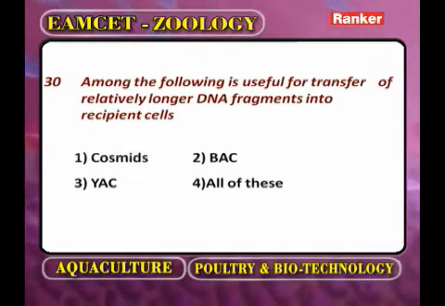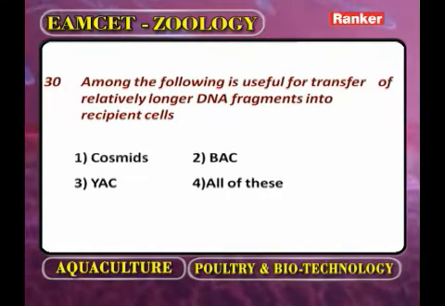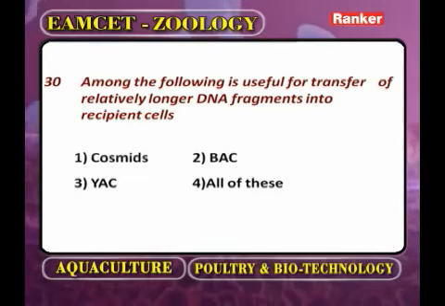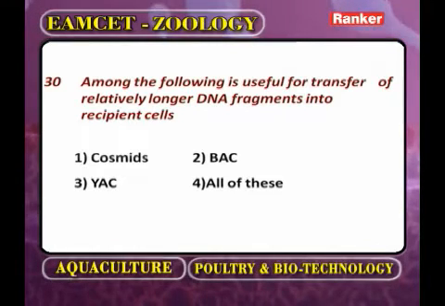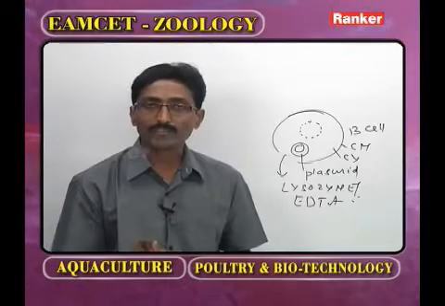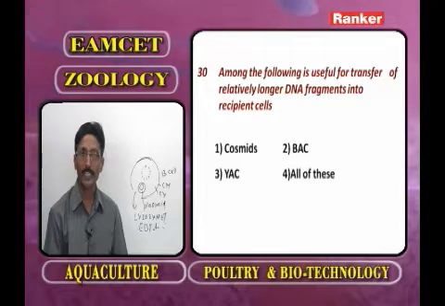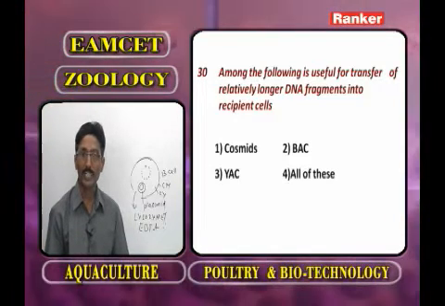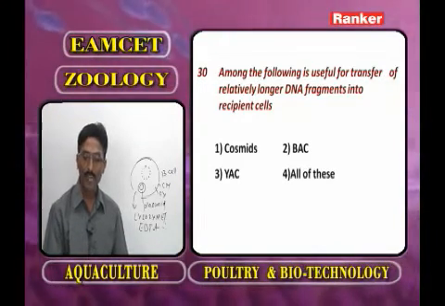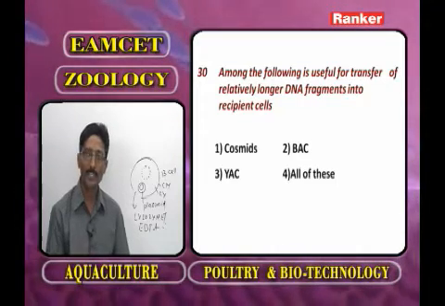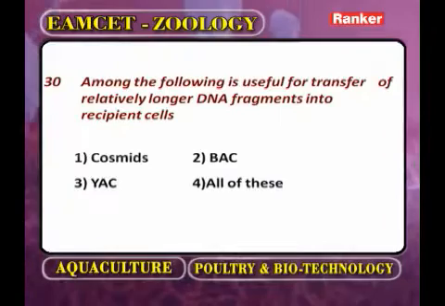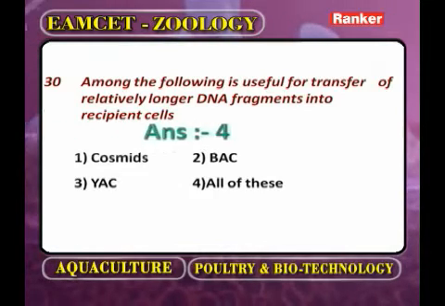Among the following, which is useful for transfer of a relatively longer DNA fragment into the recipient cells? One is cosmid. Second one is BAC, bacterial artificial chromosome. Third is YAC, yeast artificial chromosome. By using these three vectors, we can introduce the entire length of the DNA strand. So, you imagine the answer.